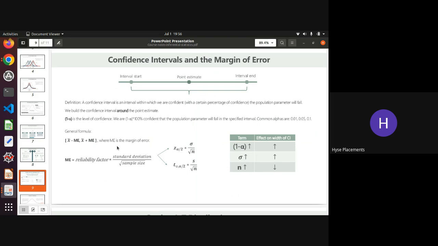I'll show you a practical example. Tomorrow we have class at the same time. Till then, I'll share the PPT with you; have a look at it. Till here we are good? Yes, we know how to calculate. I'll show you a practical example.